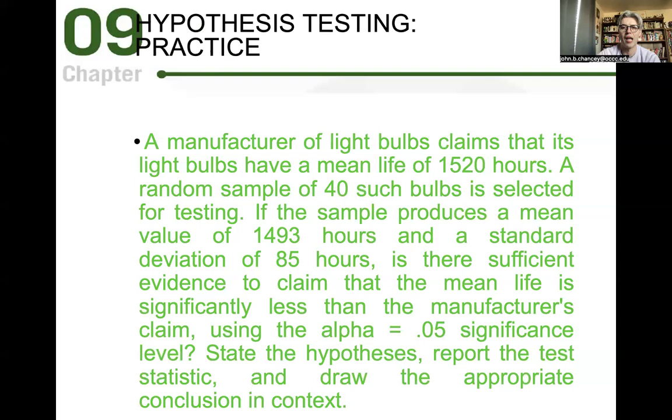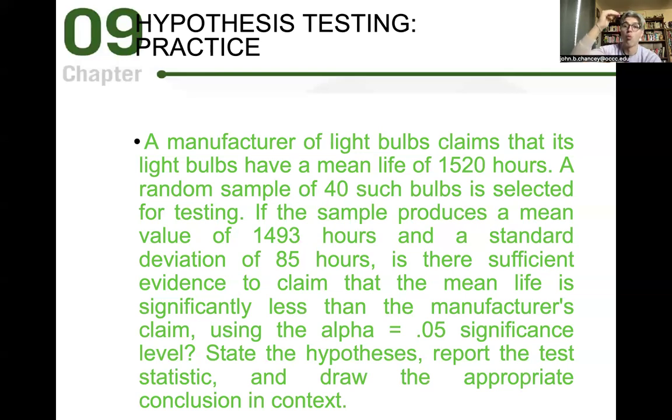A manufacturer of light bulbs claims that its light bulbs have a mean life of 1,520 hours. A random sample of 40 such bulbs is selected for testing. If the sample produces a mean value of 1,493 hours and a standard deviation of 85 hours, is there sufficient evidence to claim that the mean life is significantly less than the manufacturer's claim using the alpha level of 0.05 significance level? State the hypotheses, report the test statistic, and draw the appropriate conclusion.